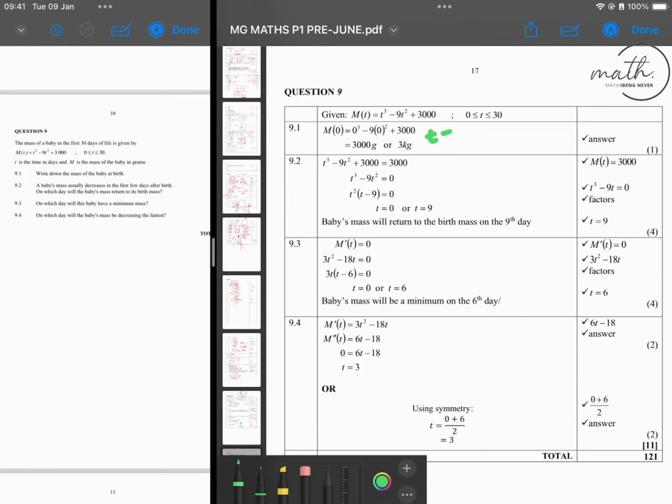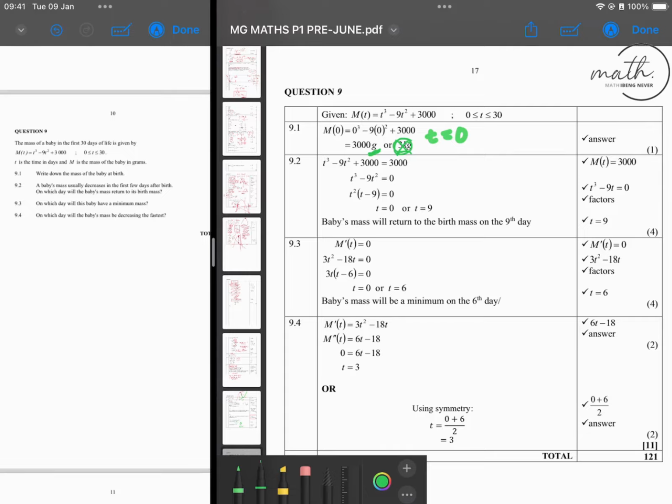At birth, the time is 0. Day 1 is 0. Yes, it's day 1, but the first moment, its time is 0. That's why you put 0 there, you get 3,000. That means at birth, the baby weighs 3 kg or 3,000 grams. Here they didn't ask about the unit. They said the mass is in grams, so the equation will give you this one.